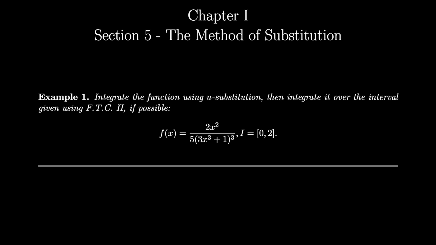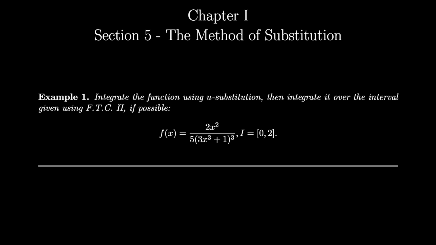Now, this past portfolio dealt with some of these, and indeed these are exact problems from the portfolio that I just changed some numbers on. There's really only two different kinds that I gave, by and large. And they look like this. It's integrate the function using u-substitution, then integrate it over the interval given using the FTC2 if possible. That is, using the evaluation theorem.